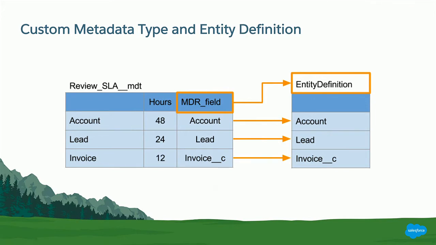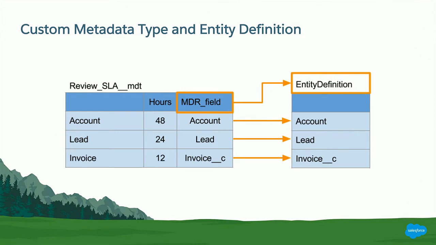We have accounts, leads, and invoices. And for each of those types of a case, for instance, we would have a certain number of hours that has to be responded in. And so this is where the changing requirements thing comes in, right? What if your SLA settings change? You don't want to change your code. You don't want to have to go dig in your code and find that hard-coded 48, for instance, and change it to the new value. You can just change it in custom metadata, and your code will find that.